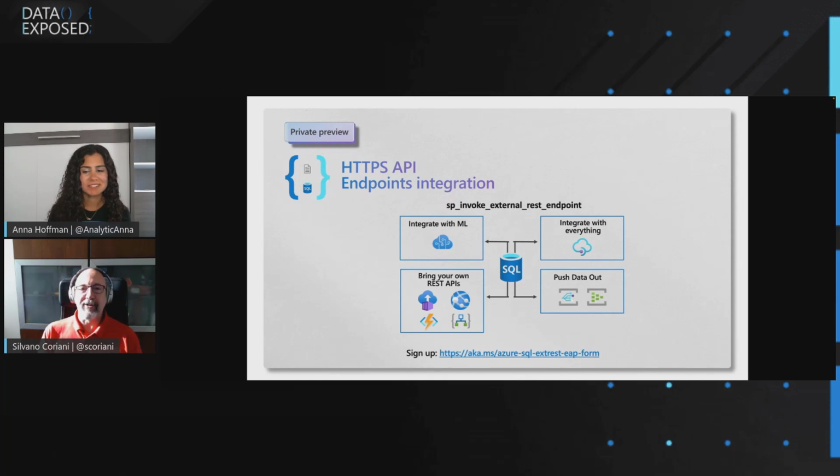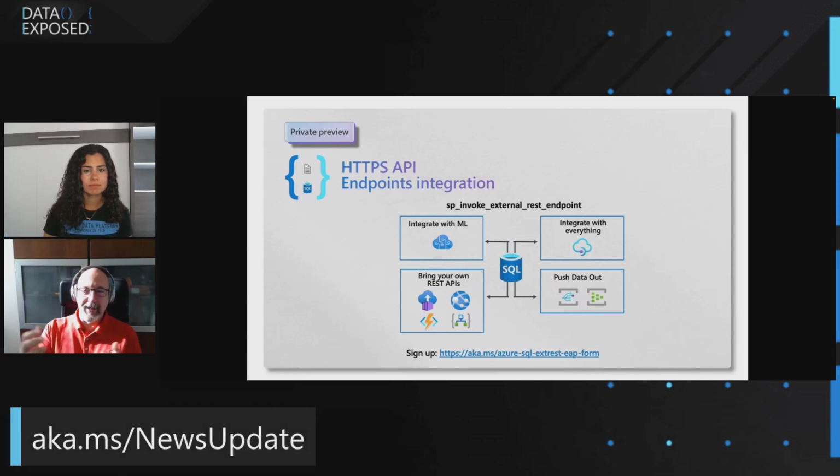Last but not least, as I was saying, the HTTPS API endpoints integration. We are introducing a new stored procedure, sp_invoke_external_rest_endpoint, which gives SQL developers the ability to invoke an external endpoint through GET or POST, any HTTP verb, and pass a payload, which is a JSON fragment that you may be manipulating as part of your SQL logic in a stored procedure. Pass that payload to an external endpoint, and let that endpoint process it.